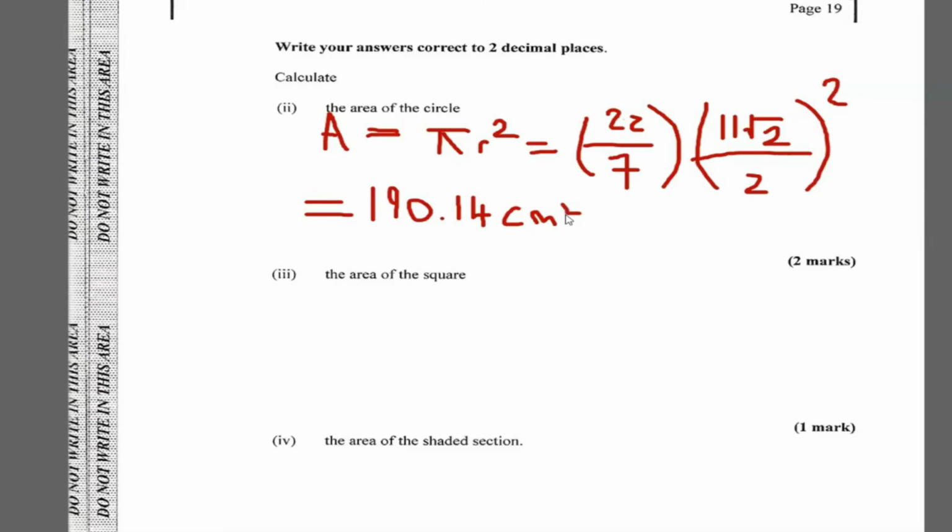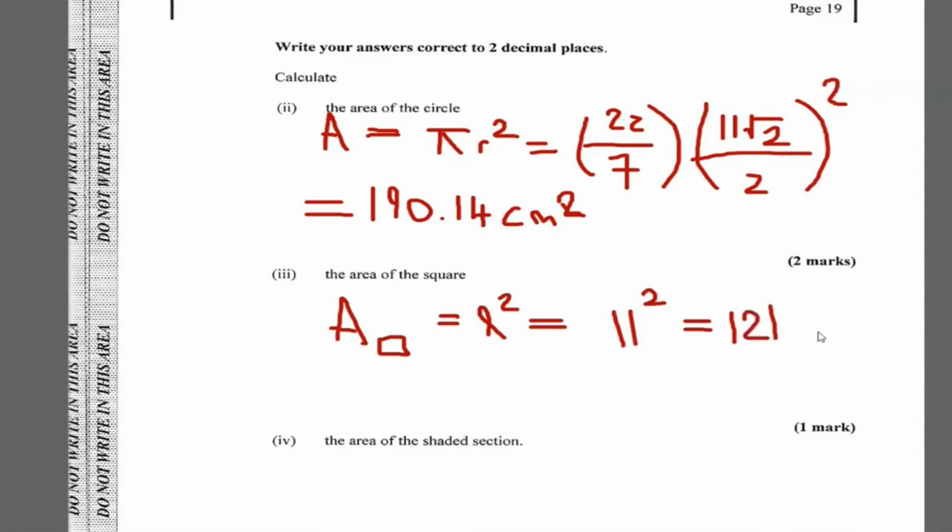Now here's the easy part. Now find the area of the square. Area of a square, I'm going to put a box to show square. Area of a square is equal to length squared. So the area is equal to 11 squared. 11 times 11 is 121 centimeters squared. So that is the area of the square. Nice and easy.